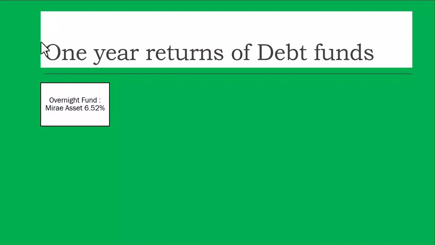As simple as that. Suppose Mirae Asset has a lot of money from all the investors, say 100 crores. Now a bank comes, say State Bank of India, and says I need 100 crores for one day, I'll give you 6.5% return. Fine. That 100 crores belongs to all the people who have invested, so how much return are they going to get? 6.5%. Similarly, that fund invests on a daily basis from bank to bank, and they are able to generate 6.5% return, in a very simple format.